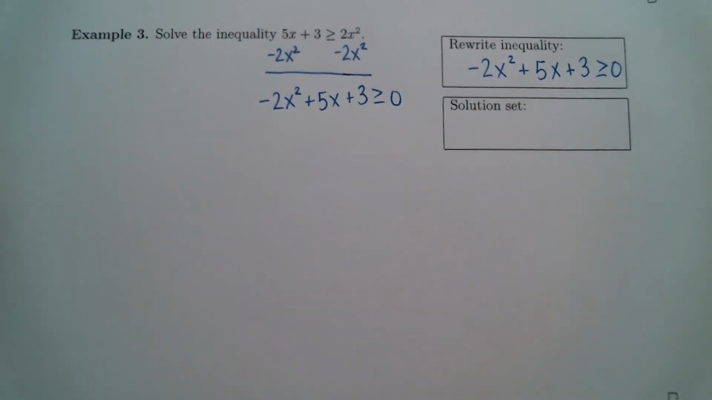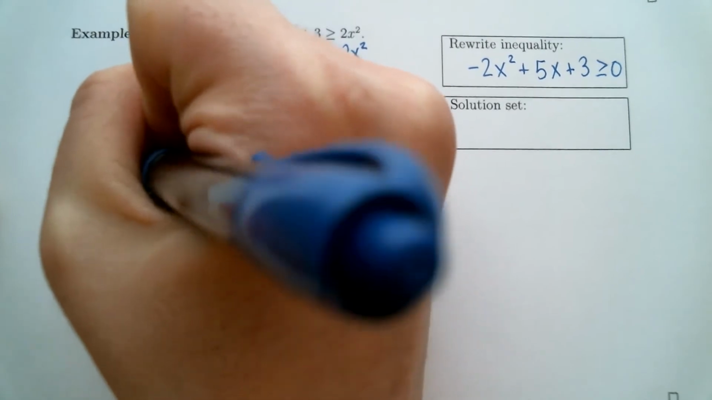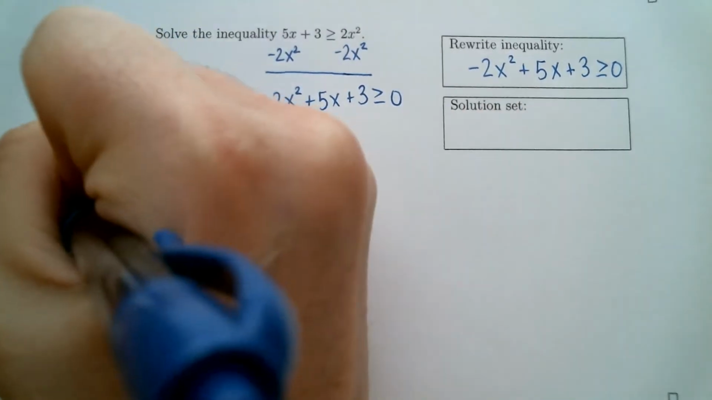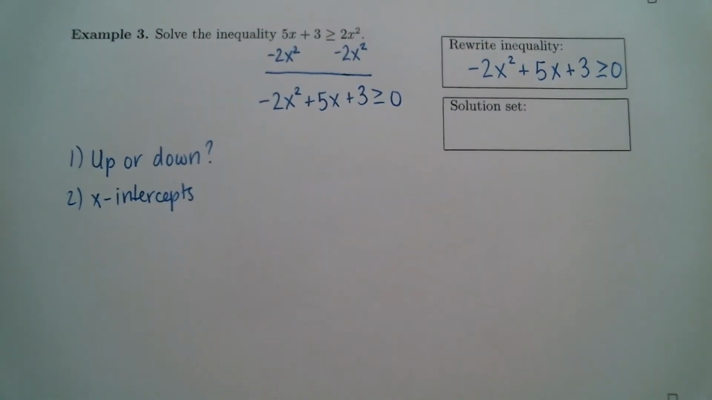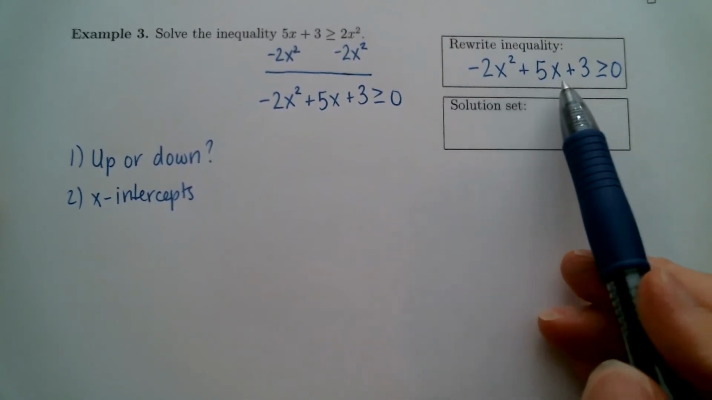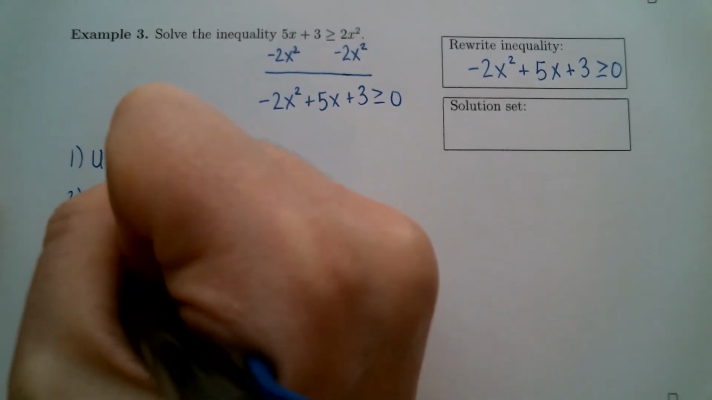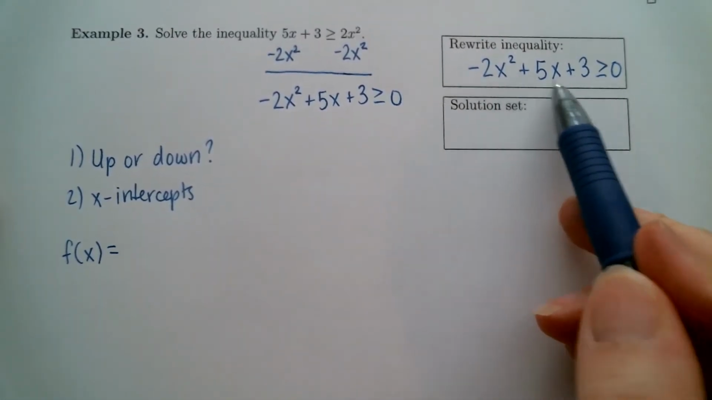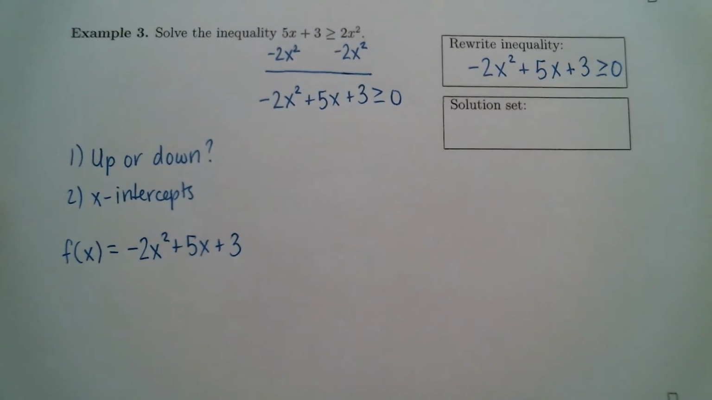We are going to make a rough sketch of the parabola like we did in example 2. Again, you need two things. First, does the parabola open up or down? And second, you need to know the x-intercepts. When we look at this inequality, your f of x becomes the non-zero side. So f of x, your function, is negative 2x squared plus 5x plus 3. That's the parabola you're dealing with and ultimately going to make the rough sketch of.